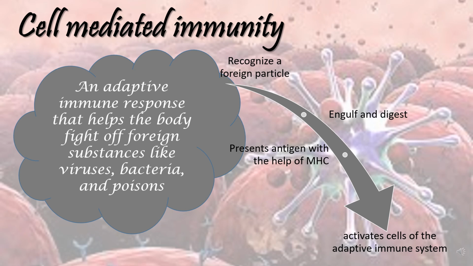Here's how CMI works. First, phagocytic cells, like macrophage cells, recognize a foreign particle. Then the phagocytic cell engulfs and digests the particle, but some small molecules called antigens remain intact. After that, the phagocytic cell presents the antigens on its surface with the help of major histocompatibility complex, also known as MHC proteins. Lastly, the MHC complex activates cells of the adaptive immune system, which includes CMI.